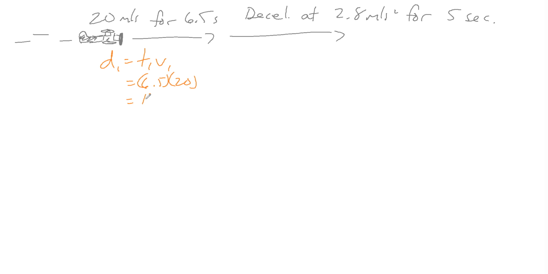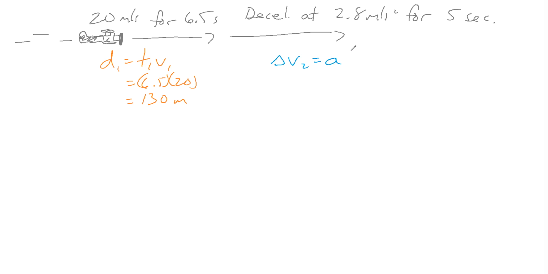And that gives me a distance of 130 meters. Okay, so that's all I can solve for the first part, so I'm going to go to the second part. What do I have in the second part? Well, I've got an acceleration and a time. With an acceleration and time, I can find a change in v. So I'm going to find the change in v in my second part.